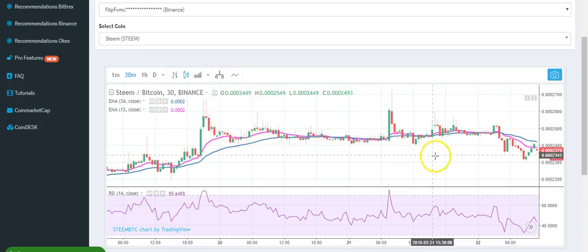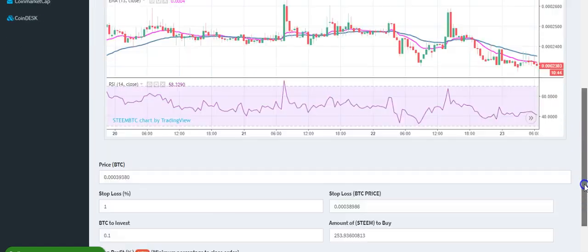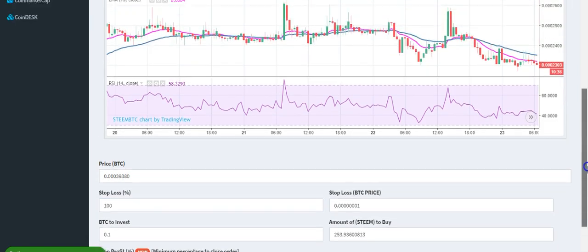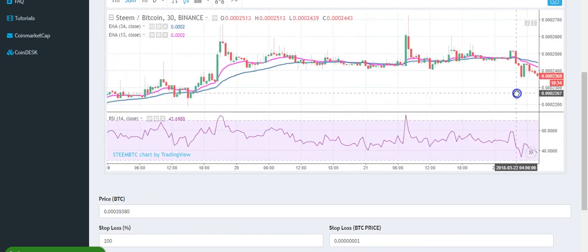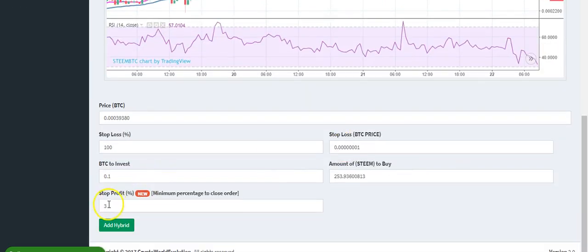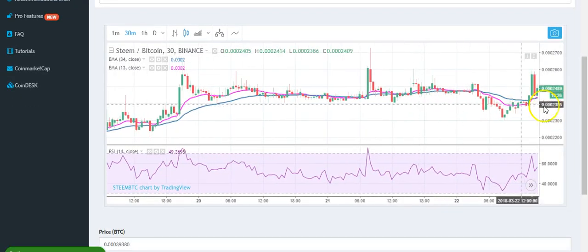Even if you buy right here and you set it to 1%, it's going to sell it right here. So setting it to 1% also gives your trade time to make a profit. Even if now I wouldn't buy right here, but let's say you did and you set it to 3%, it's probably going to sell right here.